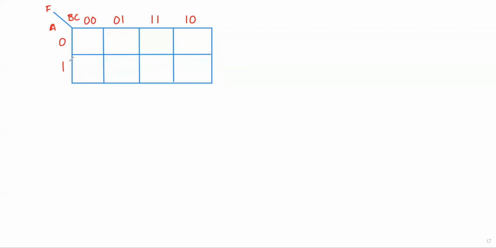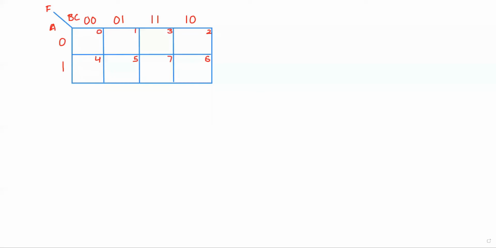Now from here onwards, how do you number them? A, B, C. So this is A bar, B bar, C bar, so this is 0. Then A bar, B bar, C, this is 1. Then A bar, B, C, this becomes 3. Then 2. Then 4. Then 5. Then 6. Then 7. So this is the first way by which you can number them.